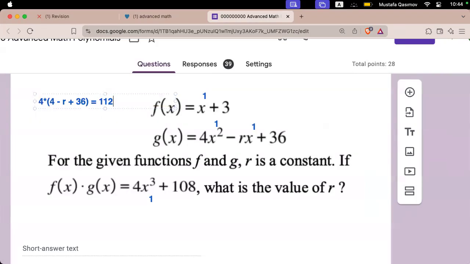You can do the calculation of this part with decimals, or you can do it by yourself. 40 minus r is equal to 28. R is equal to 12.